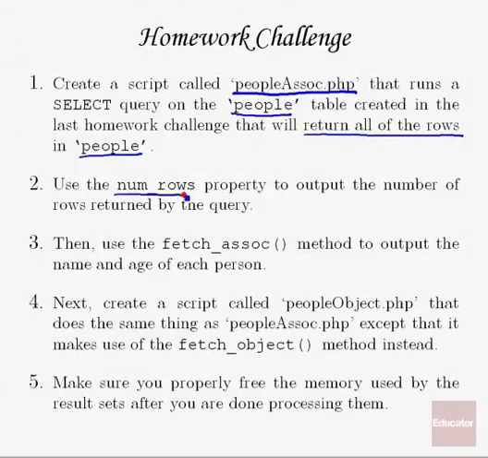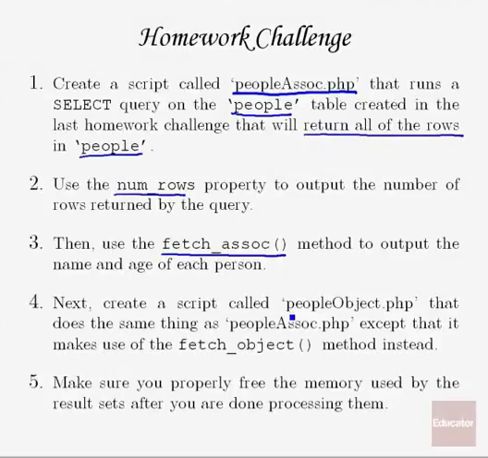So use the number of rows property. Go ahead and run that select query. You're going to open a connection to the database and run the query. Then I want you to output the number of rows that were returned. Assuming there's at least one row in the database, if rows have been returned from the select query, then process the result set by looping over it using the fetch assoc method, and output the name and age of each person, just in the same way that we outputted the item ID and item name of each item in our items table.